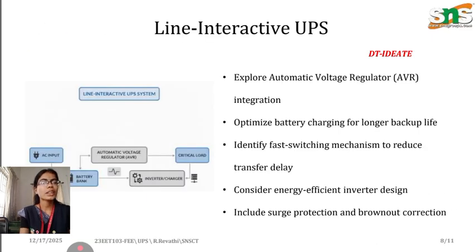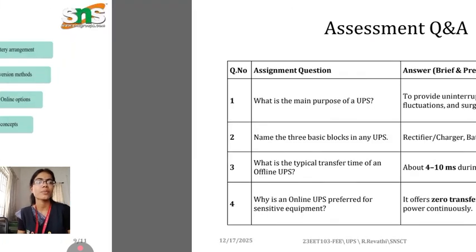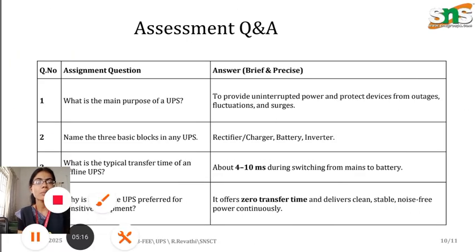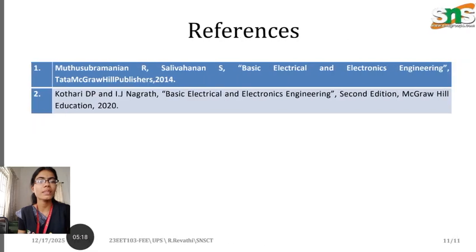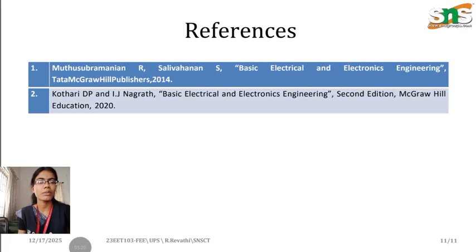In a line interactive UPS, we optimize battery charging for longer backup life, use a fast switching mechanism to reduce transfer delay, consider energy efficient inverter designs, and include surge protection and brownout correction. Automatic voltage regulator, or AVR, integration systems are all used in line interactive UPSs. So these are the basic aspects of UPS. A reference video is given. Thank you.